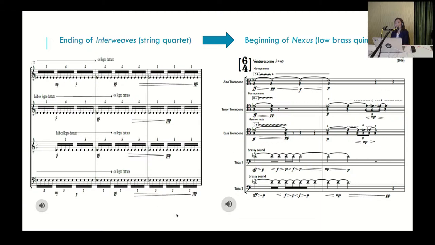That continues, so you can hear that kind of fluttering sound that I picked up, and using the same note from the last part of the string quartet into the new piece.